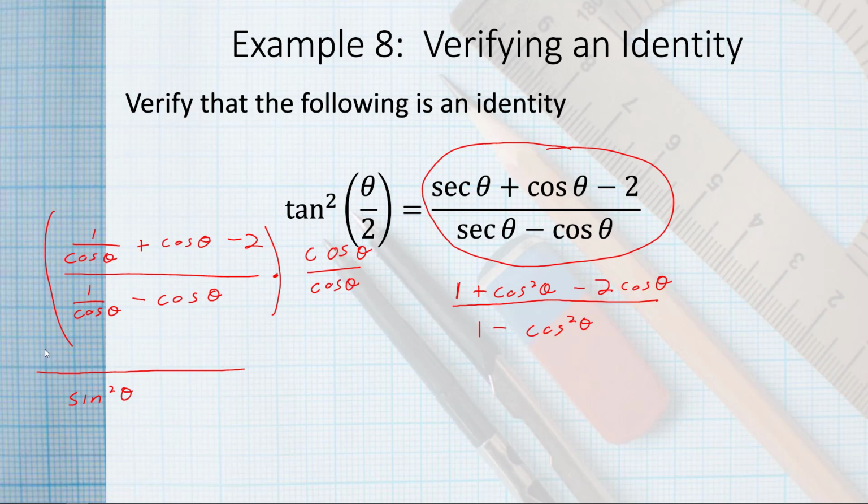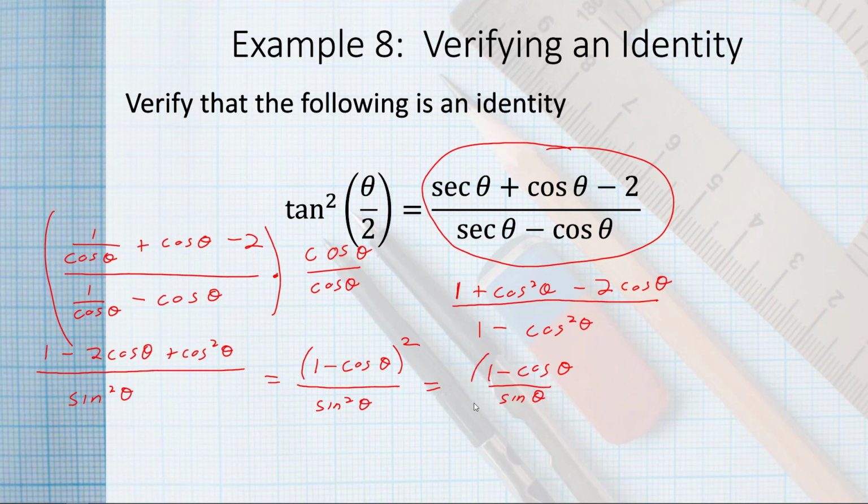Well, I can rearrange this to 1 minus 2 cosine theta plus cosine squared theta. And this is a perfect square. I can write this as 1 minus cosine of theta, the entire thing squared, and that will be over sine squared theta. Or this is 1 minus cosine theta divided by sine of theta, the entire thing squared.